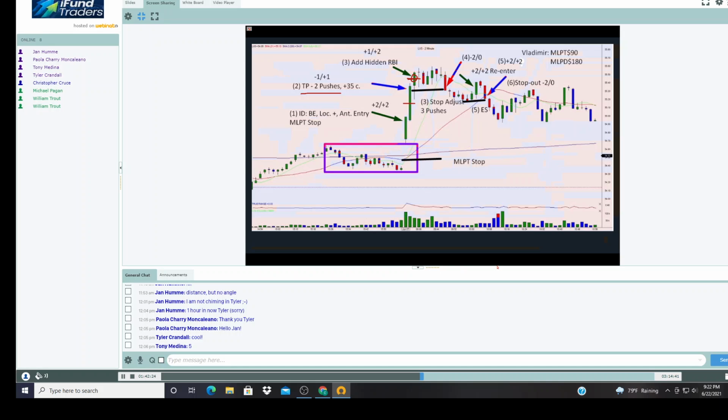Ali is saying, was the RBI add proper? Absolutely, it was even mandatory, Ali, because the checklist tells you that you have to add on the first RBI, right? Now this is a hidden RBI, but if you have developed enough to recognize a hidden RBI, then a hidden RBI is just like an RBI. So it is a must add, actually.